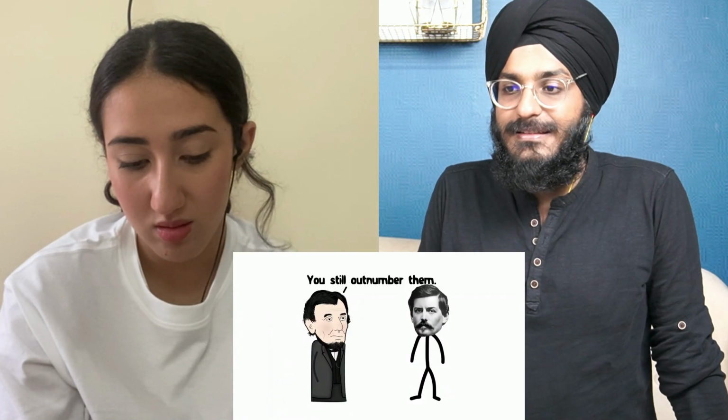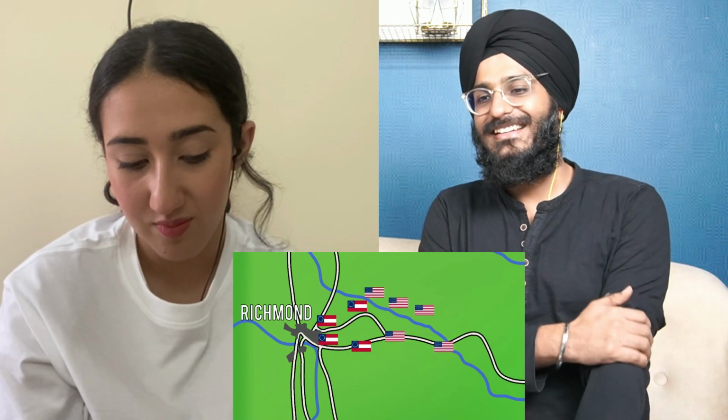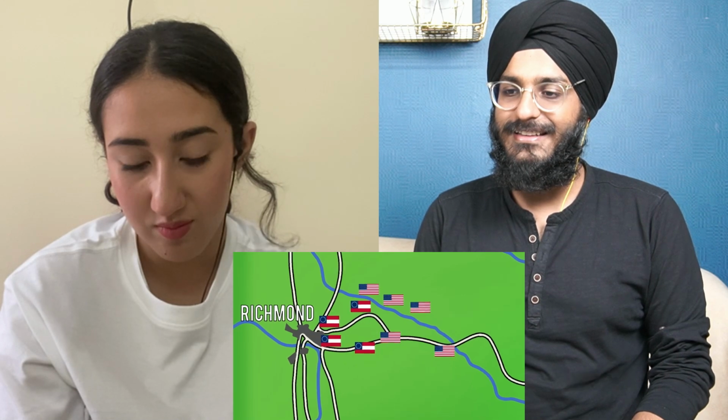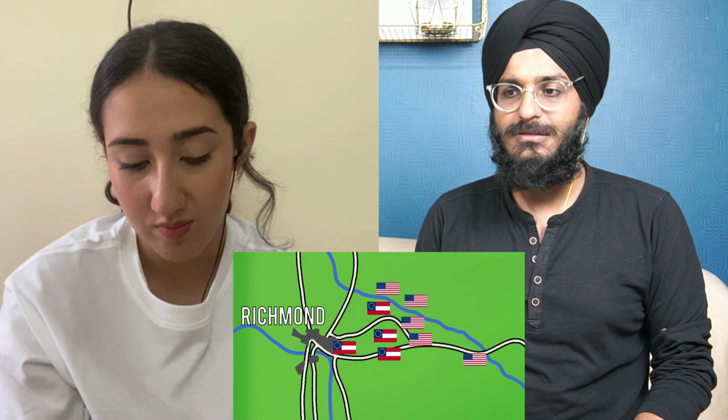You still outnumber them. Go give them hell. No. McClellan once again held back, moving slowly and defensively, and with his army split in two, the Confederates saw an opportunity to strike back. McClellan's advance was halted, and now the Confederates pulled an ace out of their sleeve. General Lee, you're up. Do you think we should evacuate Richmond? No, Mr. President, no need.